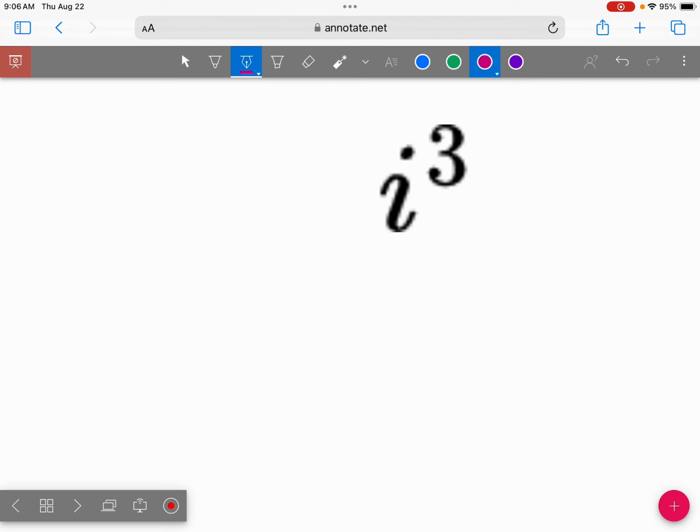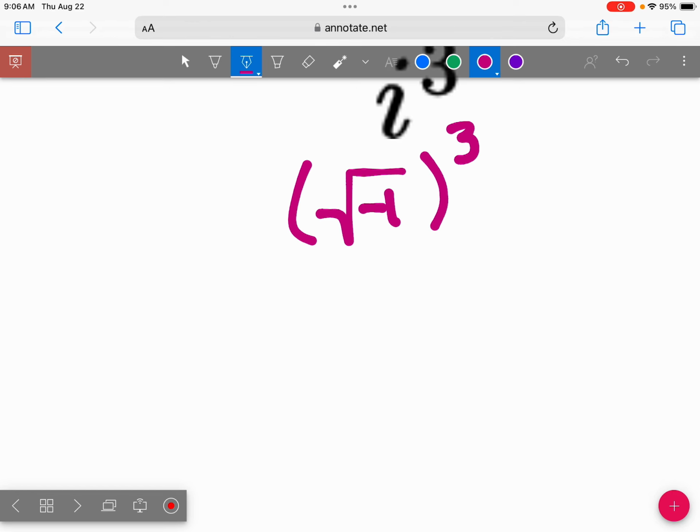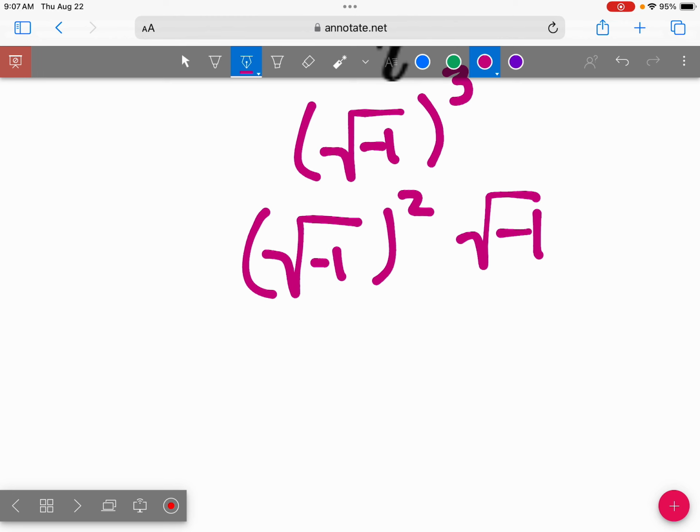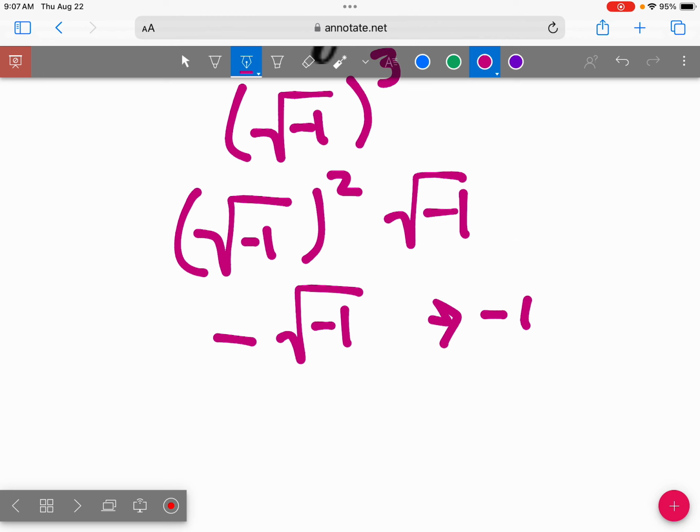When we do i cubed, square root of -1 cubed, what's that going to be? We could break this up into square root of -1 squared times square root of -1. I can do that, break my power up, because that's going to give me -1, since i squared is -1, times square root of -1, also known as minus i. So i cubed is the same thing as the opposite of i, negative i.